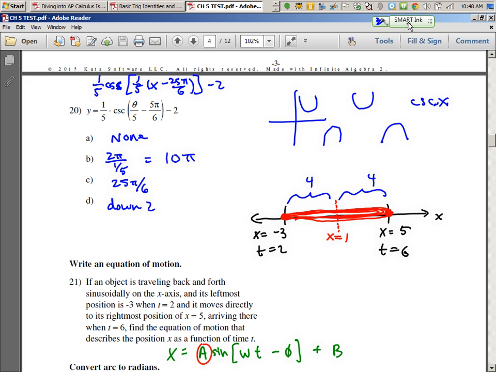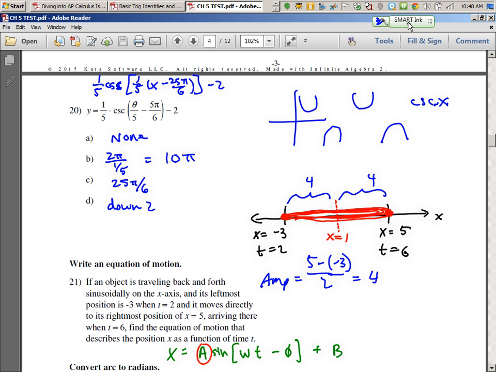Or you can just use a formula real quick to get the amplitude. I actually gave you a formula for it. The amplitude is the largest x minus the smallest x all over 2. So you could have just gotten it that way, but you might not understand it. So you're just trying to find how wide this thing is and then divide it in half.